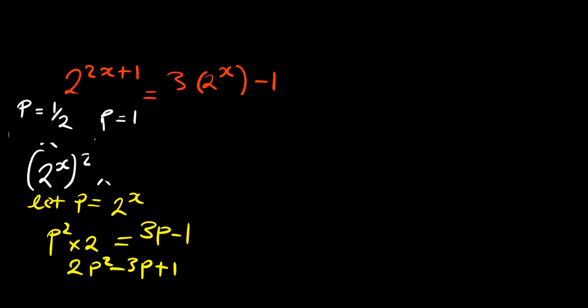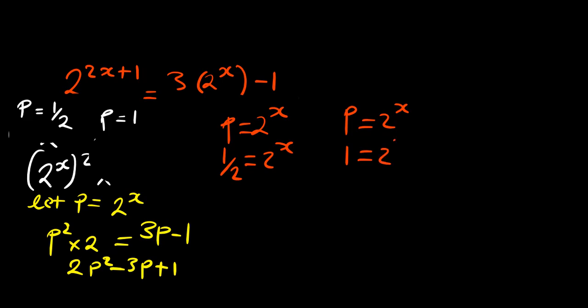Okay, so we let p be equal to 2 to the power x. One of the values of p we found was half, so half is equal to 2 to the power x. Another value of p is 1, so 1 is equal to 2 to the power x. In both cases we're looking for the missing power, and initially that's how we were solving.